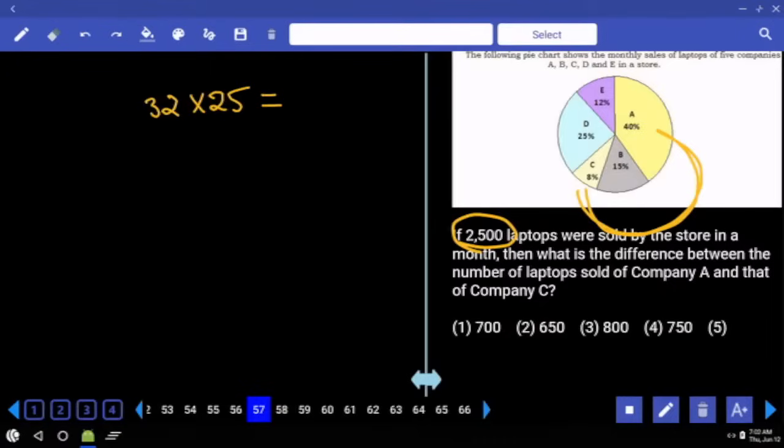4 times 25 is 100, 8 times 25 is 200, 12 times 25 is 300, like that. In 32, how many 4s are there? 8. So the value is 800.